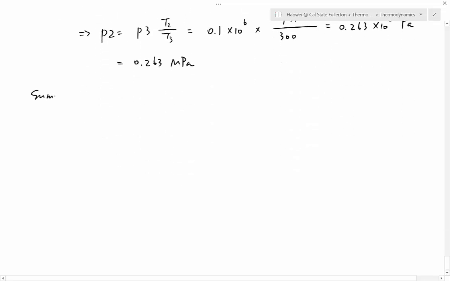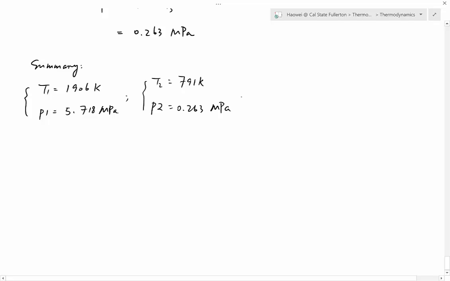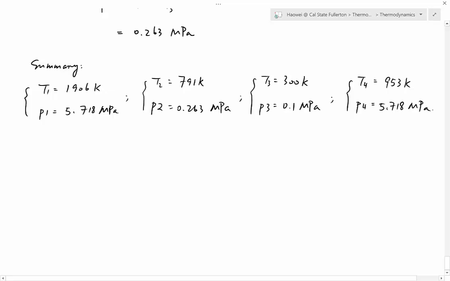So now we've found the temperature and the pressure of every single point. We can summarize everything. T1, P1, T2, P2, T3, and P3, and T4, P4. Okay, so that's part 2.